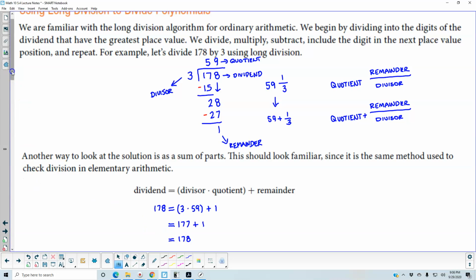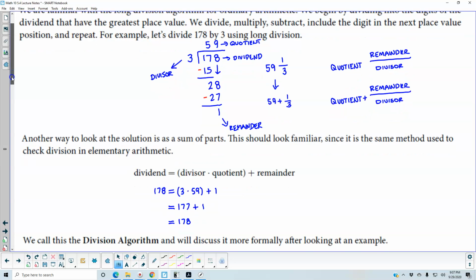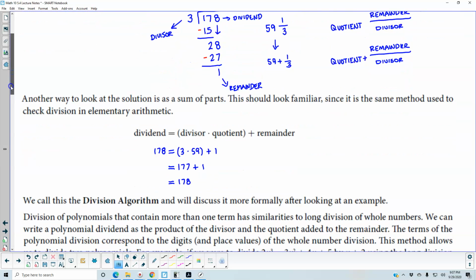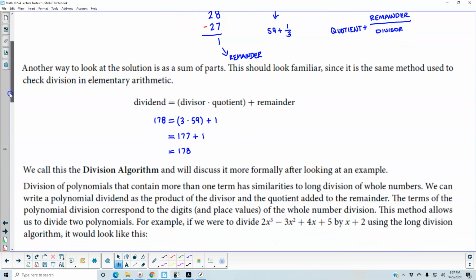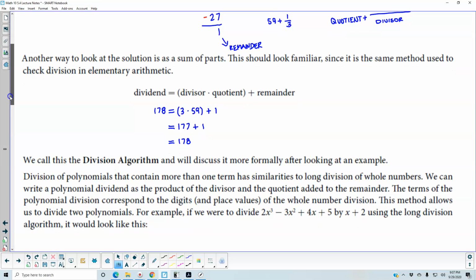Now, the reason why we're doing long division with ordinary arithmetic is it's going to help us when we start dividing a polynomial by another polynomial. We call this the division algorithm, and we will discuss it more formally after looking at an example. Division of polynomials that contain more than one term has similarities to long division of whole numbers. We can write a polynomial dividend as the product of the divisor and the quotient added to the remainder. The terms of the polynomial division correspond to the digits and place values of the whole number division. This method allows us to divide two polynomials.